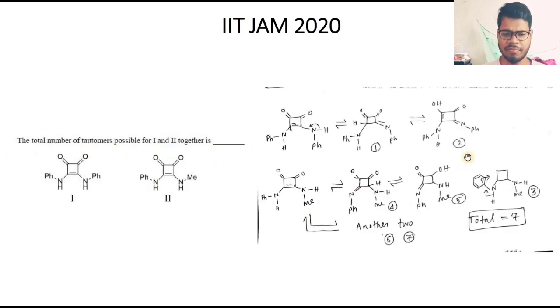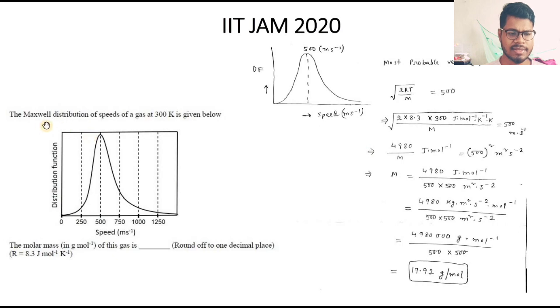Total number of tautomers. Okay, different. I have drawn the structures. So see those structures and understand those.